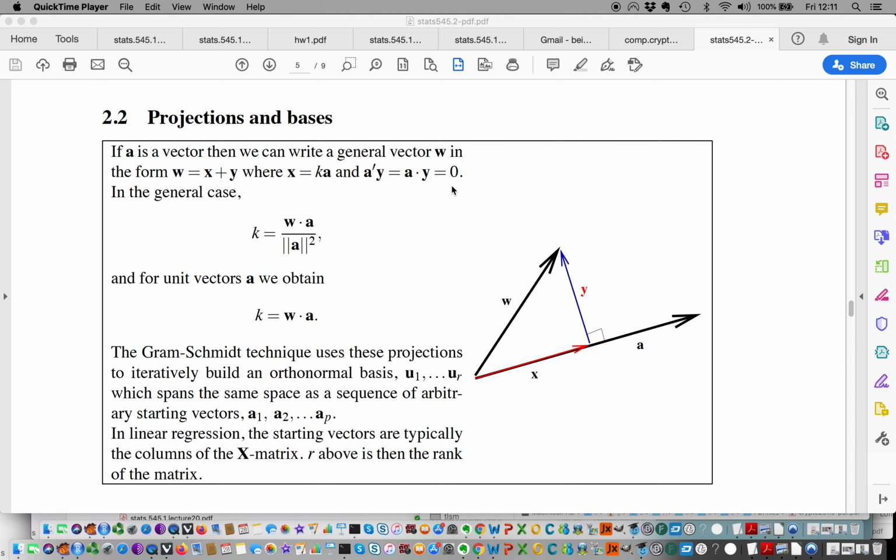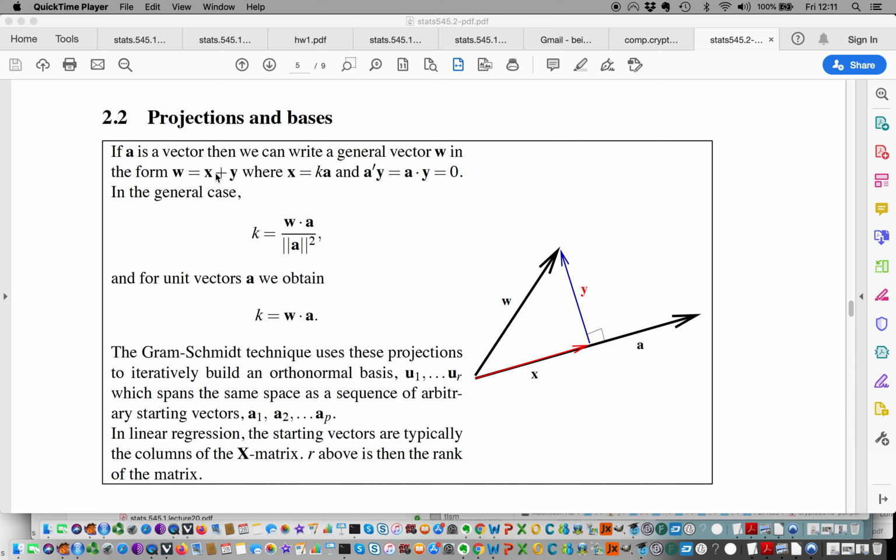Now let's take a look at these projections, and let's start right at the beginning. Suppose we want to project one vector onto another. So we have some W, or rather a vector in n-dimensional space. We want to project it onto a vector A. What that means is we want to write W as a sum of an x and a y, so that the y is orthogonal to A and the x is parallel to A.